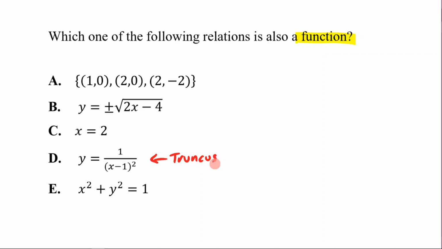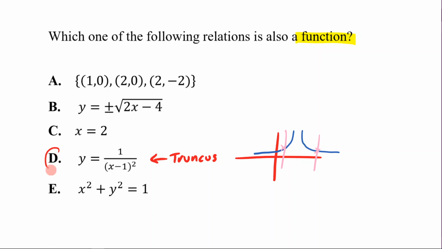If you wanted to, in your head, you would picture what this is. So let me quickly grab another color. It's a truncus. This -1 means it's shifted to the right one. So that means it's going to look like this. And of course, if I was to draw a vertical line anywhere through this, I'm only ever going to touch it once. It passes the vertical line test. That means it's a function. So that's how, in an ideal world, you would answer that.